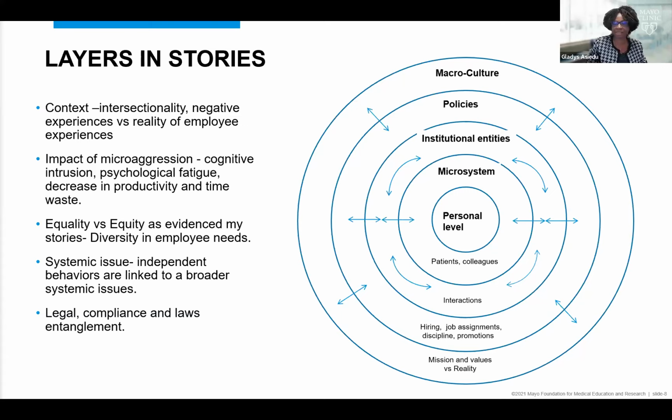And then we talk of equality and equity as evident in my stories, diversity in employee needs, right? There isn't much diversity in employee needs. And so the expectation is just one expectation that has been laid from whoever speaks, however they want to speak, and that is it. And then we look at it from a systemic issue too. There are independent behaviors that are actually linked to broader systemic issues. So individuals will behave the way they would behave in many ways. But as systems are put in place to curb those behaviors, I think that would be very, very helpful.